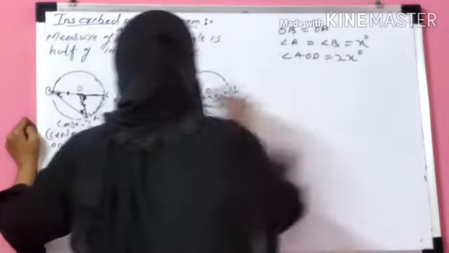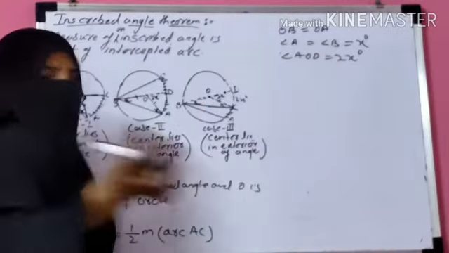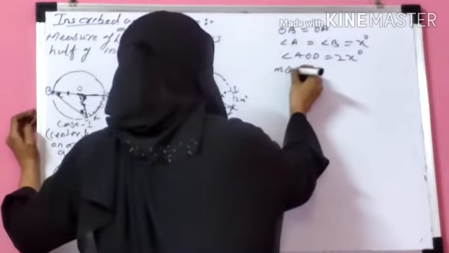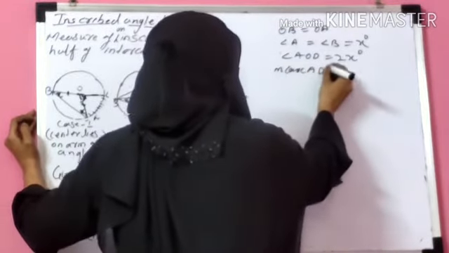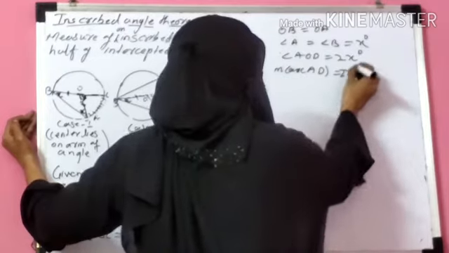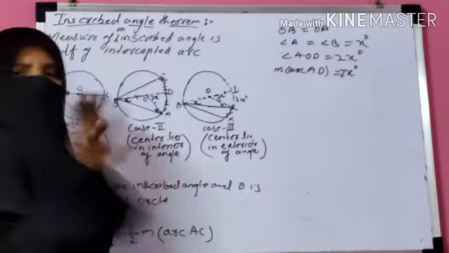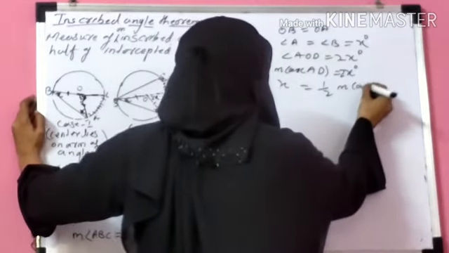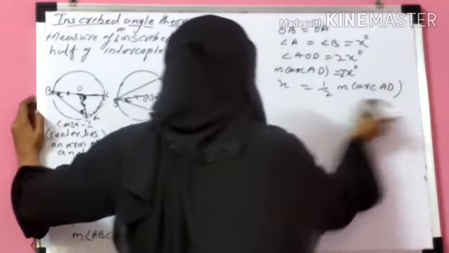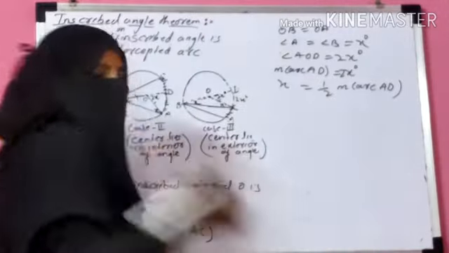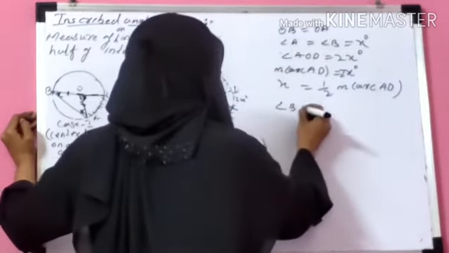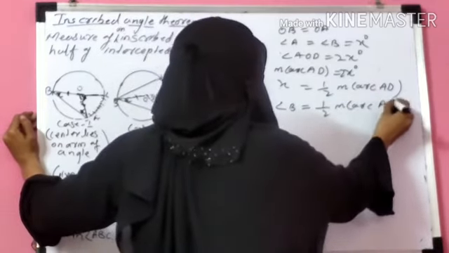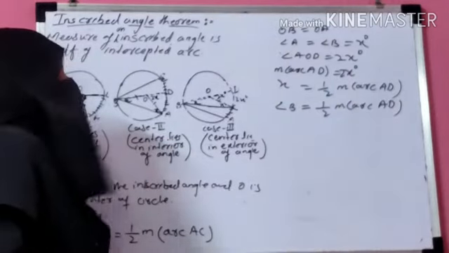And this exterior angle is nothing but the central angle, and central angle is equal to measure of arc. So measure of arc AD is also 2x degrees. Got it? So x is equal to half of measure of arc AD. In place of x you can write angle B. So angle B is equal to half of measure of arc AD.